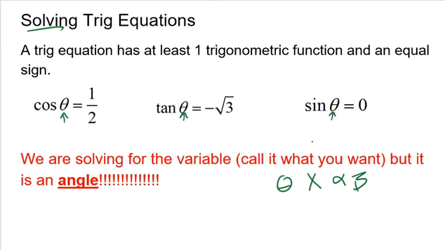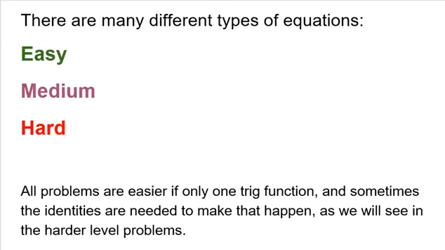Think about an angle. Now, these problems really do range in difficulty. There are easy ones, medium ones, and hard ones. It all depends. All problems are easier if there's only one trig function. Let me just say that. If there's only one trig function, they're going to be fairly simple. But if you have a secant, a cosine, and a cotangent all in the same problem, you might have to use the identities to somehow make it easier or simpler. You're going to have to do some work before you can even begin the solving process. And that is going to create a medium or harder level problem. But again, the easy ones have one single trig function that makes them pretty easy to solve.